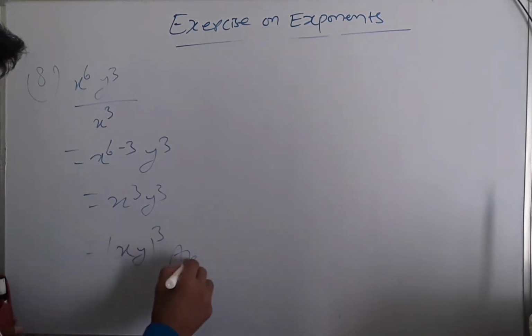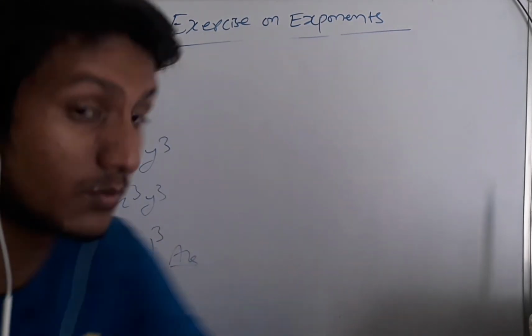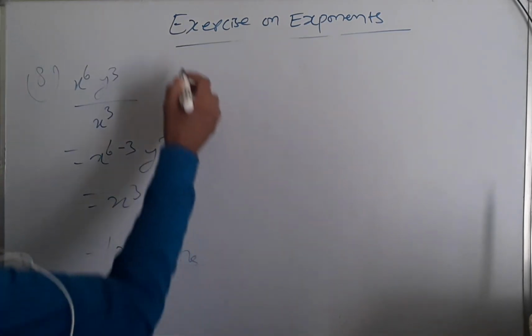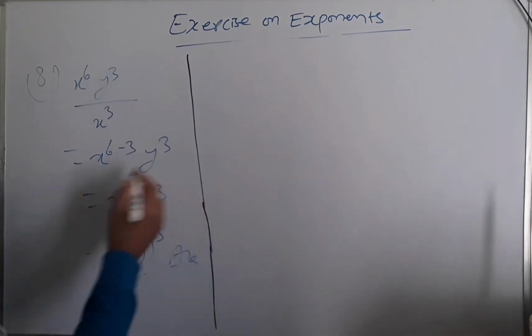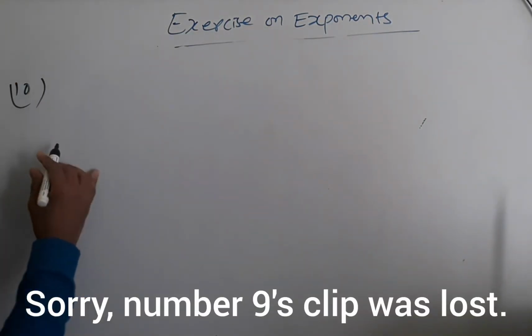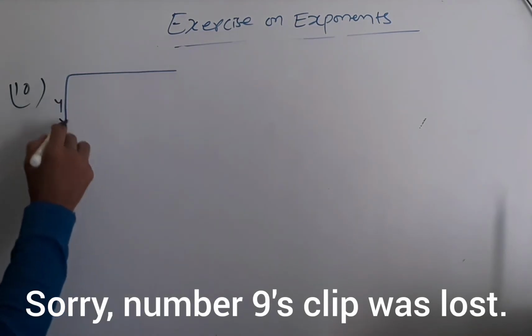So is this visible in the camera? I think it's a little invisible. Let's use this marker now because that was out of ink. Number 10. So we are increasing the complexity.